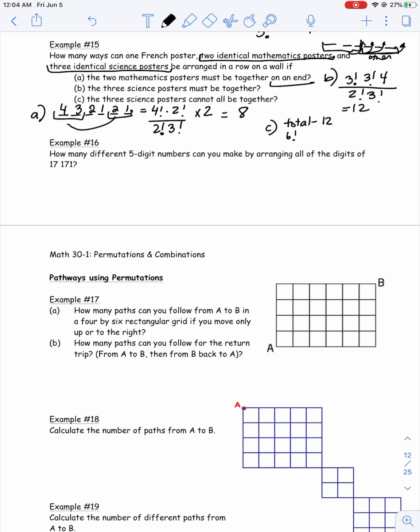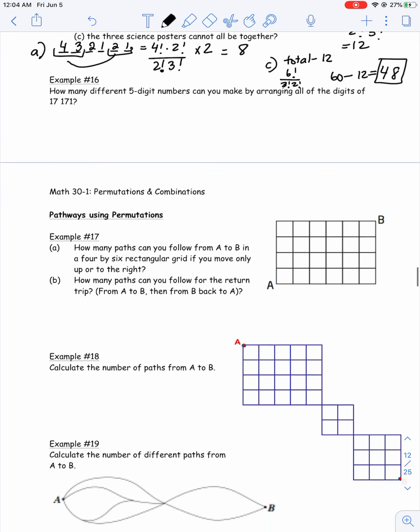So the total comes from making up no rules. Well, we know that there's 6 posters rearranged, so we would say 6 factorial, and then we would divide it by the 3 factorial, 2 factorial of the repetition. That doesn't go away no matter what you do. So if you take that, that's going to be equal to 60 minus 12, which is 48. So that means that there is 48 ways that the science posters can't be together.